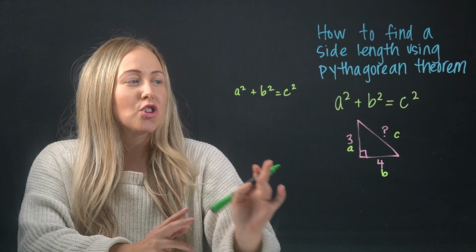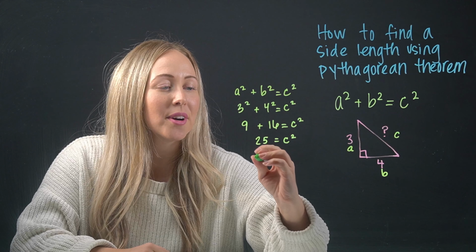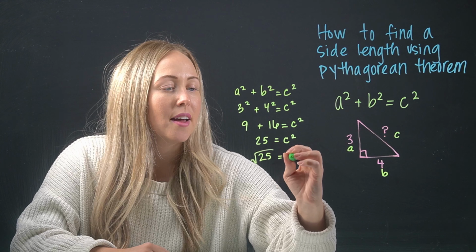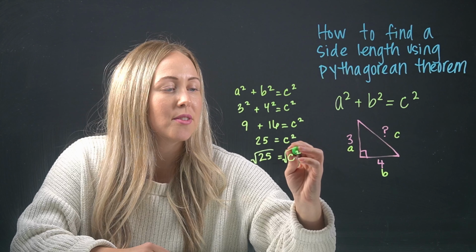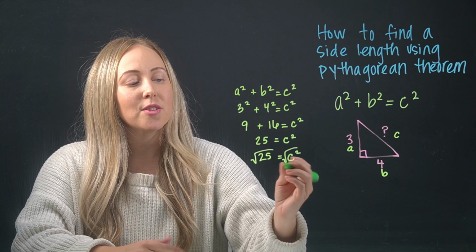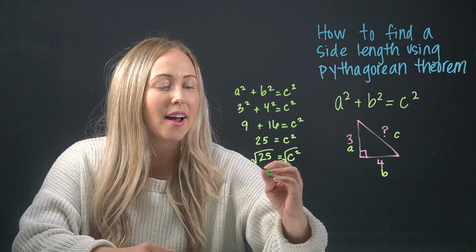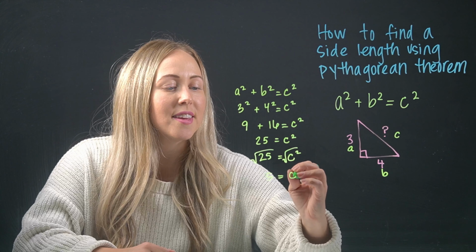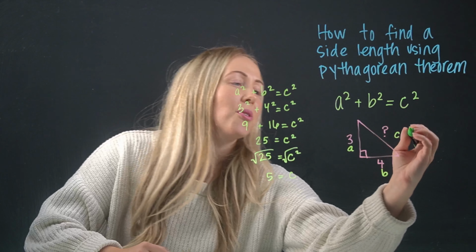So we're going to have to take the square root. Oh, that's another skill you will need. You will need to know how to take the square root. So we're going to have to take the square root of 25. It's going to be equal to the square root of c squared, right? And so when we square something and take the square root, it cancels. So the square root of 25 is going to be 5, and the square root of c squared is c. So c equals 5.